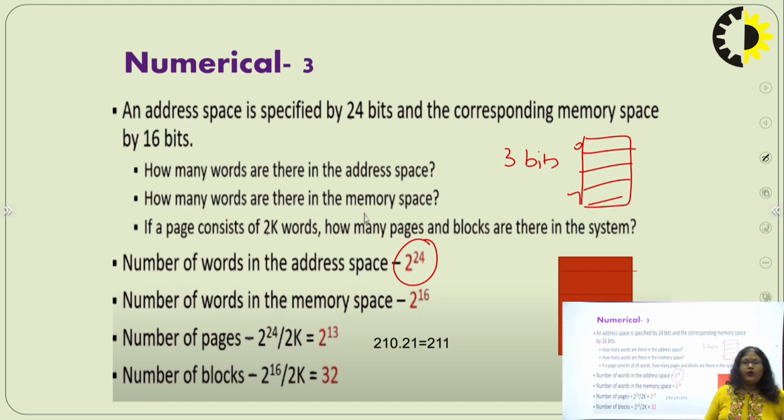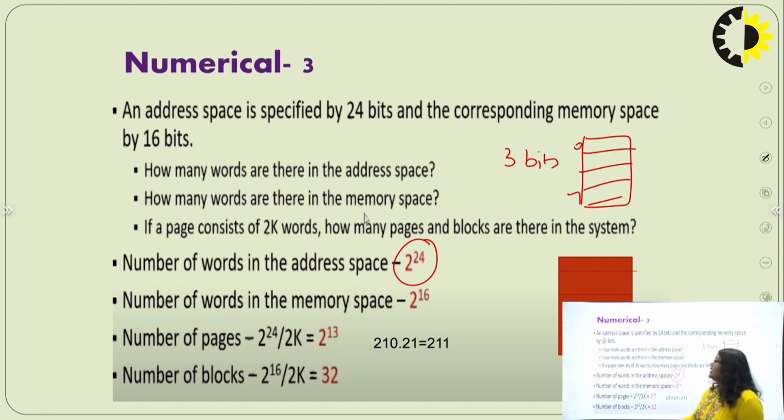Now the second thing is the corresponding address bits are 16. So how many words are there in that memory space? Because we have 16 bits in the memory space, the number of words is 2 to the 16. So we have 2 to the 16 words in the memory space.